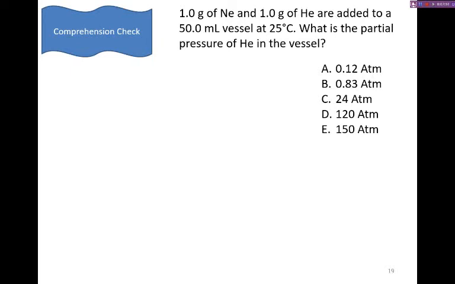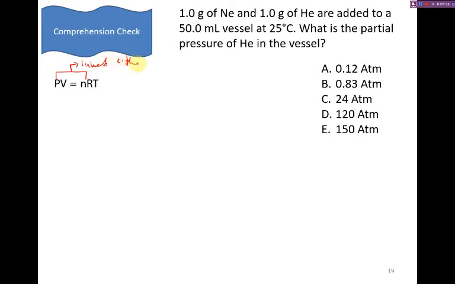So we have 1 gram each of neon and helium in a 50 milliliter vessel at 25 degrees Celsius. We want to know what's the partial pressure of helium. We use the ideal gas law for this. Something that many students mistakenly think is that you just plug in any random pressure and any random moles here. But in reality, these are linked.